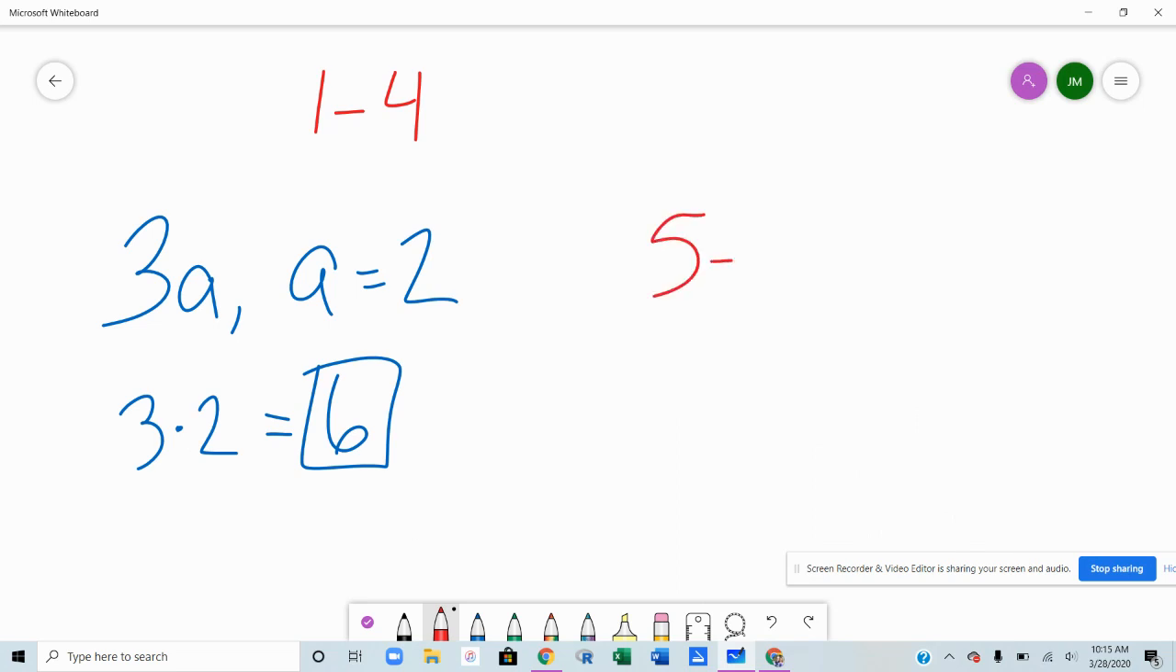Another example, let's say I have 5 plus b, and it tells me that b equals 4. So same thing, we're going to take our 5 plus, and we take our b value, which we know is 4, and then we just combine those. 5 plus 4 is 9.